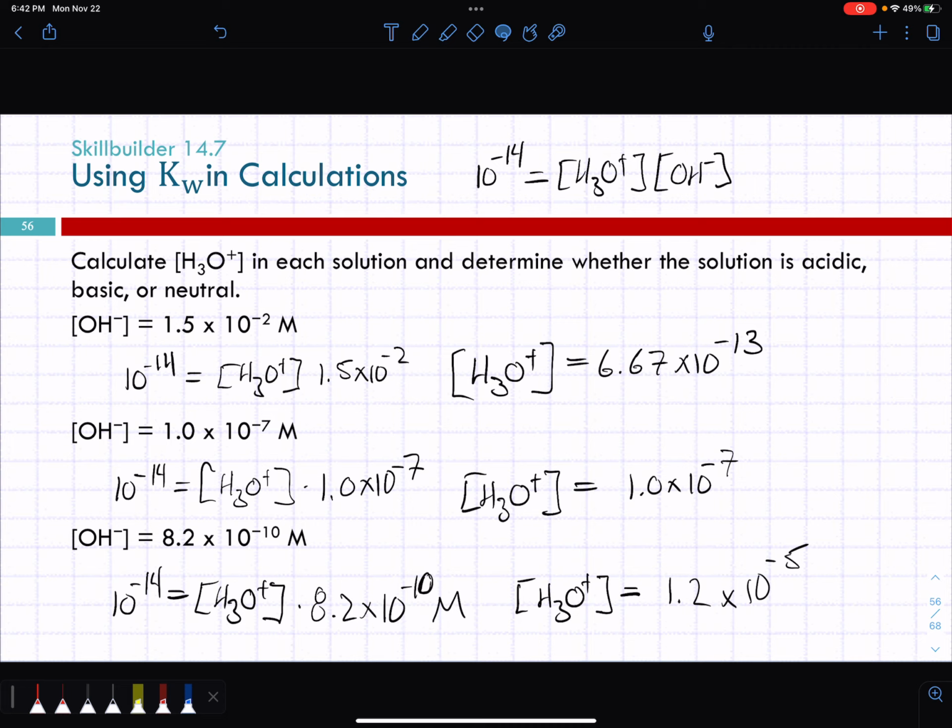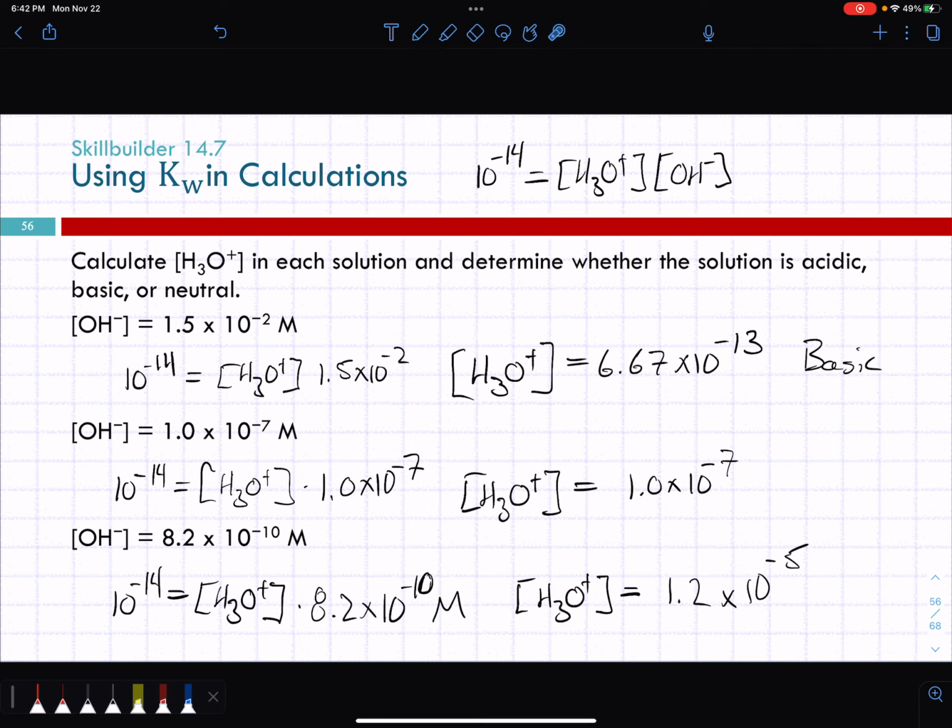So then we could do it the other way around too, where we calculate the OH minus concentration given any pH, or given any H3O plus concentration. So let's go through and determine now if these are acidic or basic. For this first one, is 1.5 times 10 to the negative 2 larger than 10 to the negative 13? Yeah, by a bunch. So this would be basic.